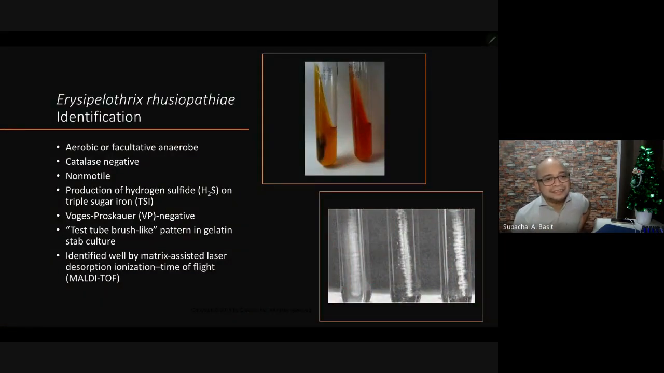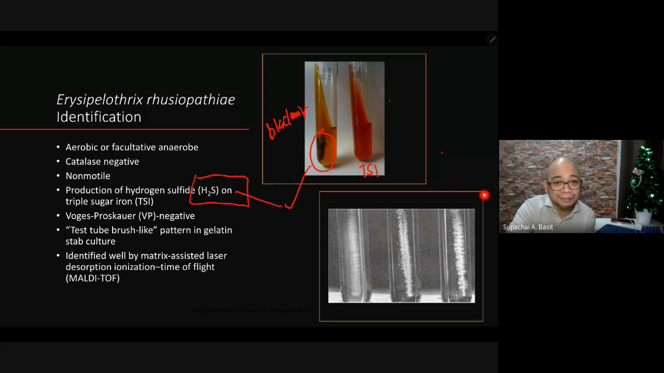Okay, so other identification methods. They are either aerobic or facultative anaerobic. They are catalase negative, and they can produce blackening on triple sugar iron. So this is the triple sugar iron. If inoculated in triple sugar iron, there is a blackening. The blackening in triple sugar iron represents hydrogen sulfide production. So that's another characteristic of Erysipelothrix rhusiopathiae.